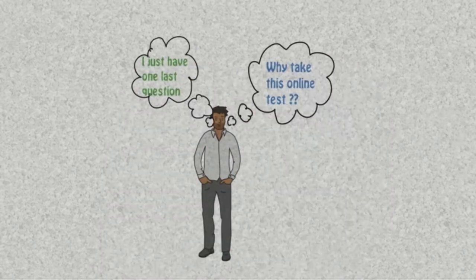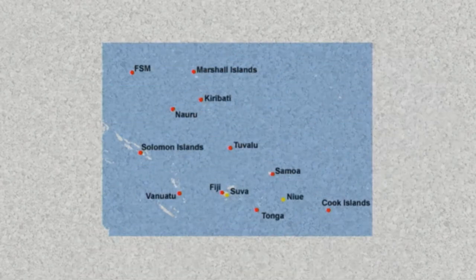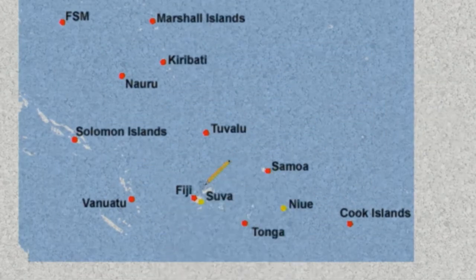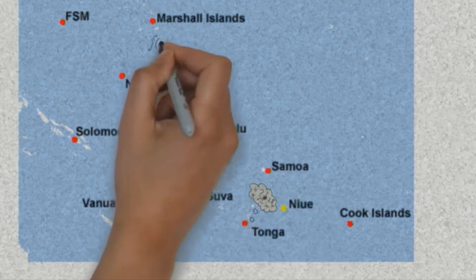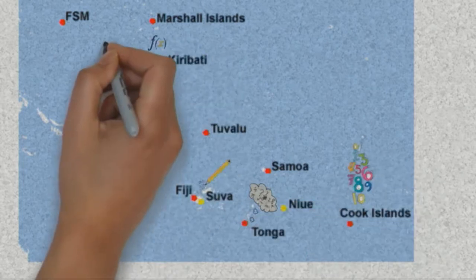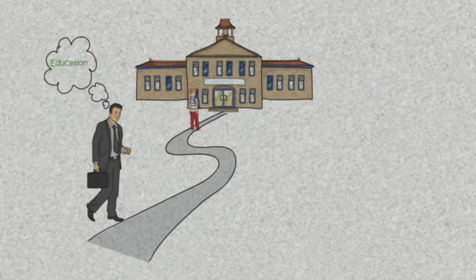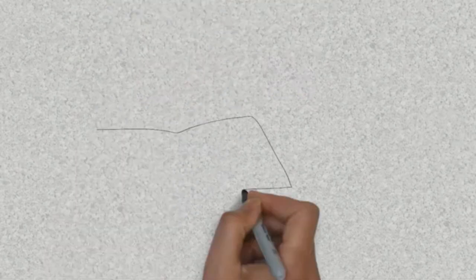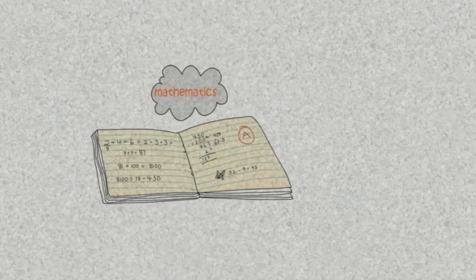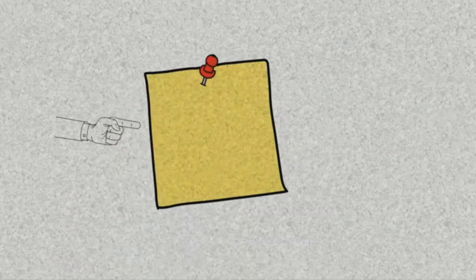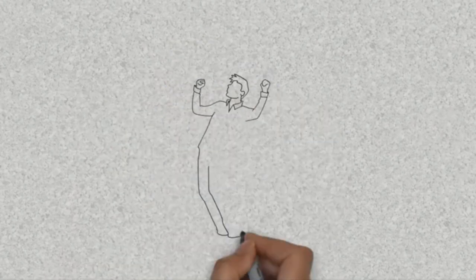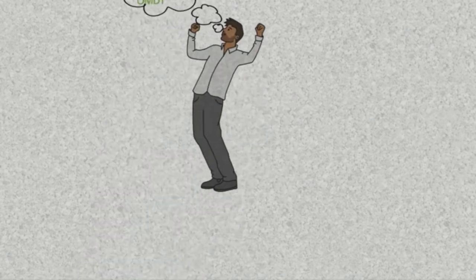Why should one take this online test? Well, you see, USP consists of 12 member countries, and students study different curriculums and take different exams before coming to USP. Also, there are students who have been working for some time and want to join USP to further their education. Many courses in USP have some percentage of mathematics, and to ensure that all students are well prepared for their courses, students are required to take the OMDT. Awesome, I will surely take the OMDT.